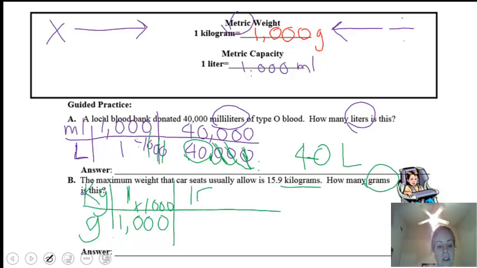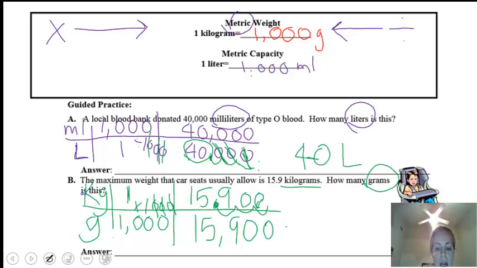So let's put down 15 9/10. Life's awesome because my decimal is already right here. So I'm going to move it over 1, 2, 3 places. 1, 2, 3. I only have 2 empty spaces, so I put in 2 zeros. My final answer becomes 15,900 grams. 15 9/10 kilograms is 15,900 grams.